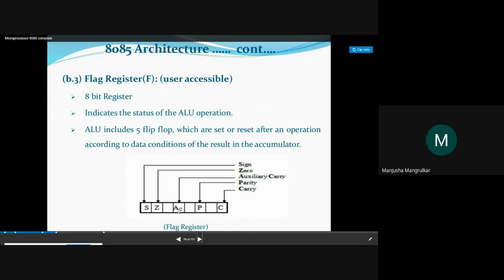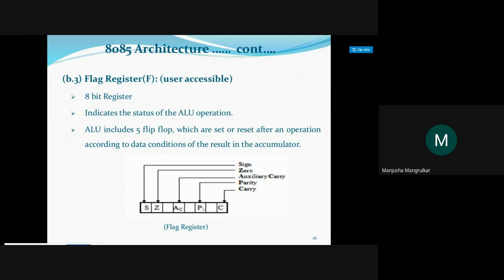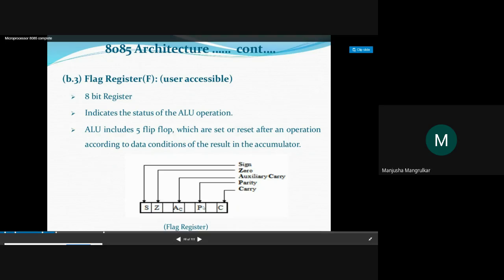Auxiliary flag shows the carry of 4-bit operations. Parity flag shows whether the number of ones is odd or even. And if an 8-bit operation has a carry, the carry flag gives its status. So this is the flag register. Generally, questions are asked on the flag register: write the format of the flag register, explain the flags with examples and so on. This kind of question arises on the flag registers.